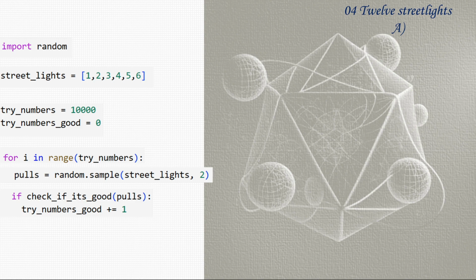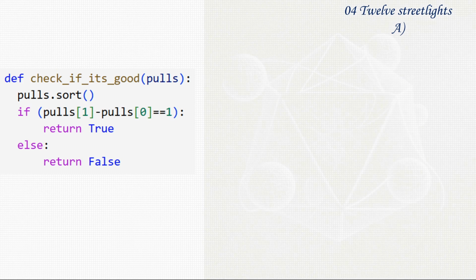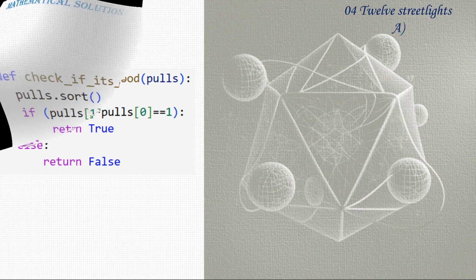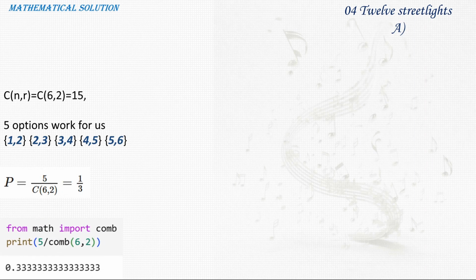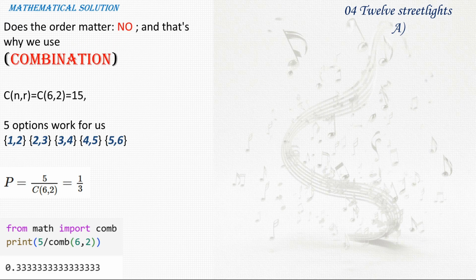The check if it's good function is just that element that we add to our combinatorics problem-solving template. Function check if it's good is simple. We simply take the numbers of the two extracted streetlights and check whether the difference between those numbers is equal to 1. The mathematical solution of this first subproblem is quite simple. Since the order of streetlight selection is not important, we calculate the combinations 2 out of 6. There are 5 options when 2 selected streetlights are side by side. Therefore, the probability 5/15 equals 1/3.